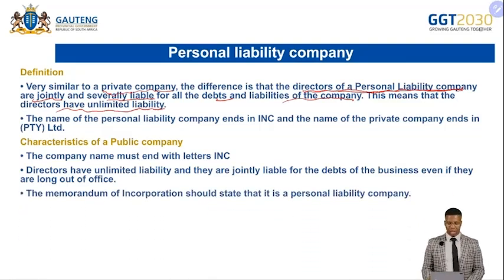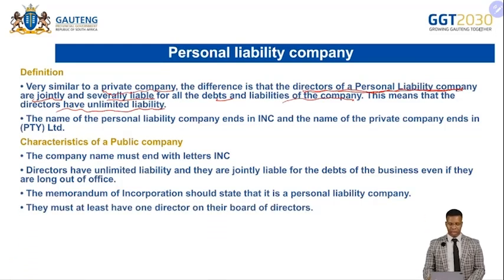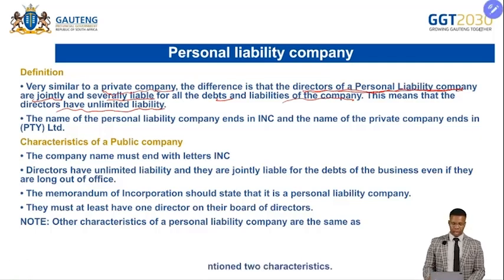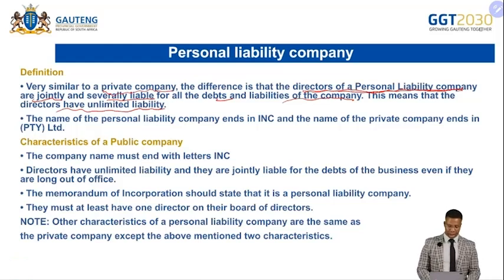And then the memorandum of incorporation should state that it is a personal liability company, and they must at least have one director of their board of directors. And then note that other characteristics of a personal liability company are the same as the characteristics of a private company, except the above mentioned two characteristics.